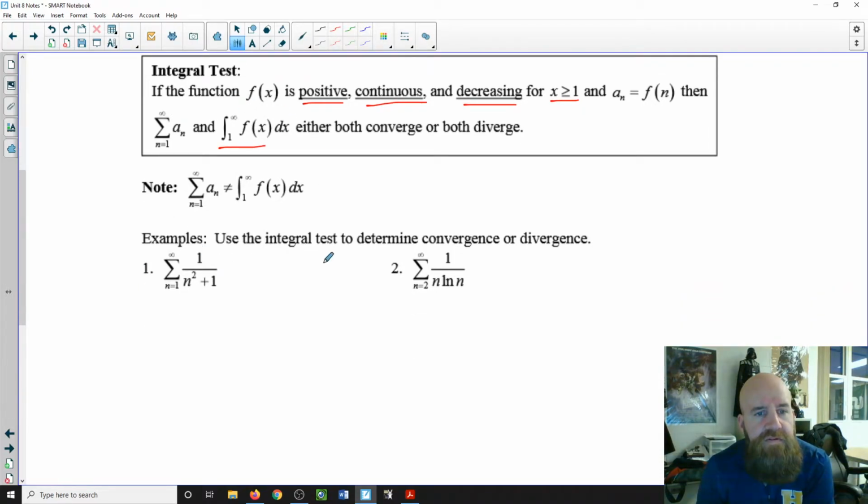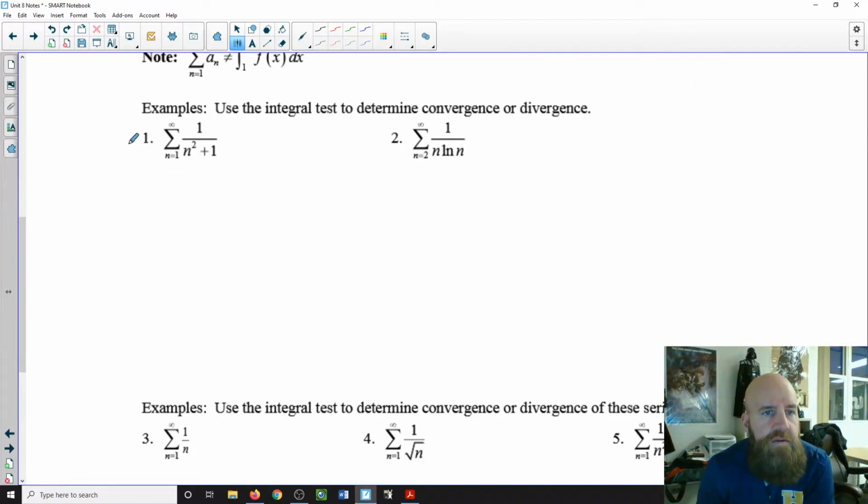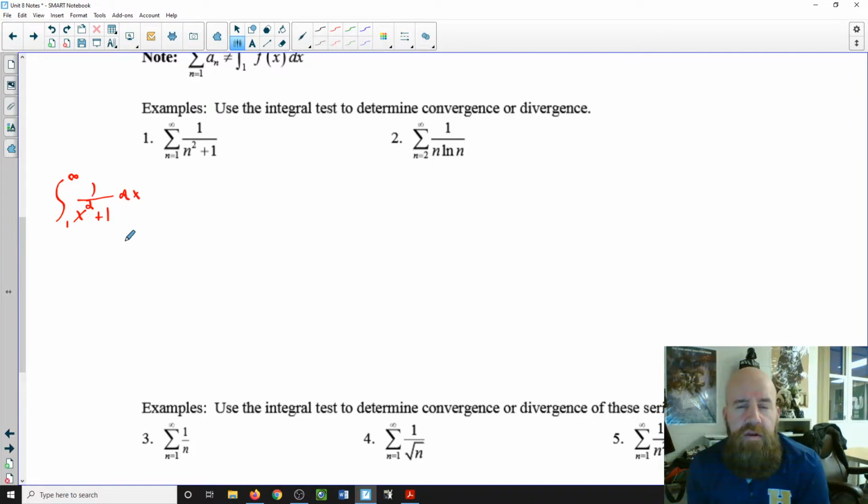All right, so the first thing we want to do, we want to take this and turn it into an integral. So we're going to go from 1 to infinity for 1 over n squared. Now I'm going to change it to x just because that's what I'm used to. If you leave it as n, it's not a big deal.